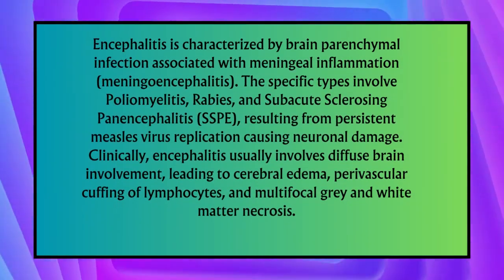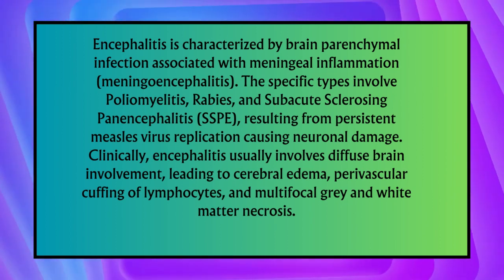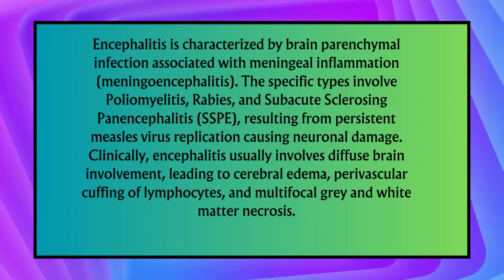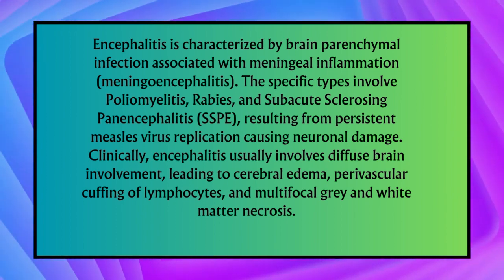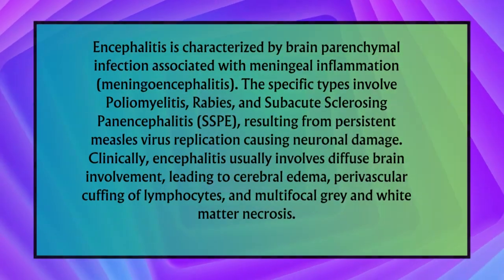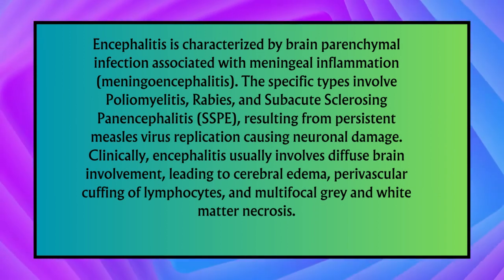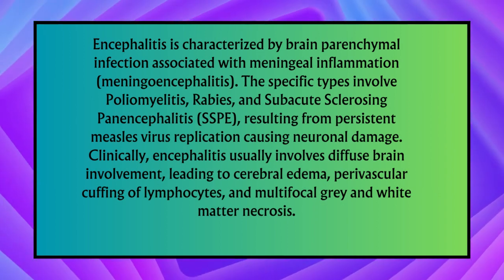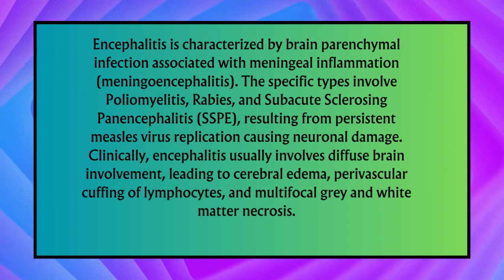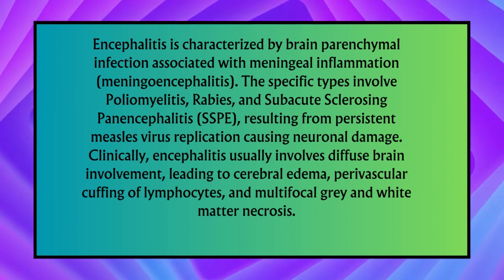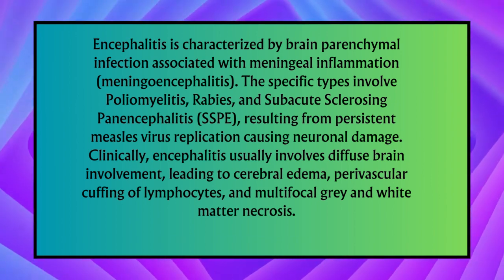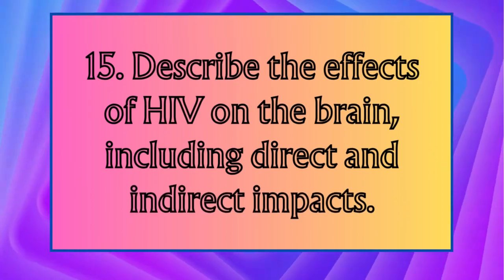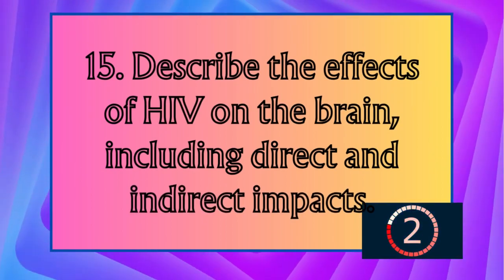Encephalitis is characterized by brain parenchymal infection associated with meningeal inflammation, meningoencephalitis. The specific types involve poliomyelitis, rabies, and subacute sclerosing panencephalitis, SSPE, resulting from persistent measles virus replication causing neuronal damage. Clinically, encephalitis usually involves diffuse brain involvement, leading to cerebral edema, perivascular cuffing of lymphocytes, and multifocal gray and white matter necrosis. 15. Describe the effects of HIV on the brain, including direct and indirect impacts.